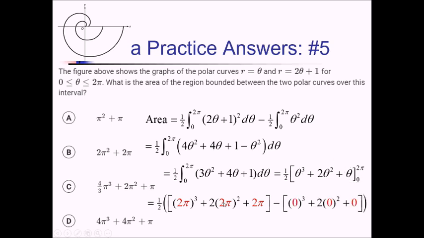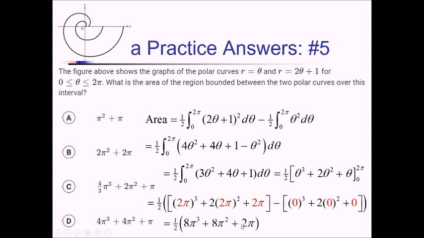So going through, I've got a 1/2 times, and in here, let's see, this is going to be 8 pi cubed plus, well, let's see, you have to square it first. So initially it's 4 pi squared, but now it becomes 8 pi squared. This is just still 2 pi, and everything over here gets zeroed out, so I can close that parentheses.